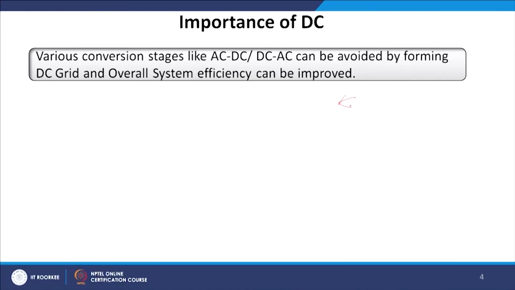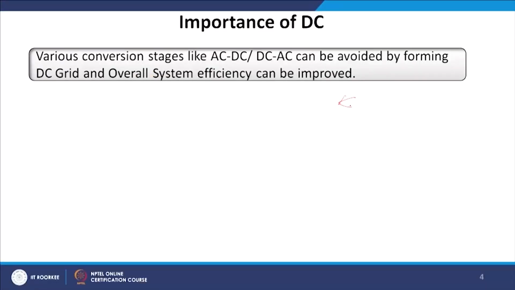Various conversion stages like AC to DC and DC to AC can be avoided by forming a DC grid, because if you have a purely AC grid and your storage system is DC, then the DC needs to be converted to AC before it supplies the grid, and AC needs to be converted to DC during charging. Similarly, the PV output needs to be converted from DC to AC, and the loads that are DC need to be converted from AC to DC.